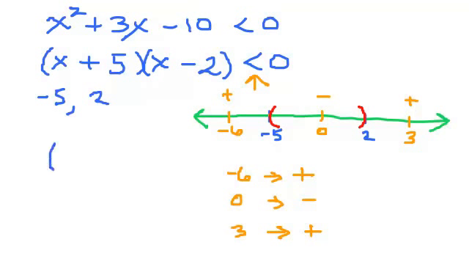Alright, so we're going to write that interval between negative 5 and 2. Okay? Between negative 5 and 2. Now this is interval notation. If we wanted to write the inequality notation, we would say x is greater than negative 5 and x is less than 2. Okay.